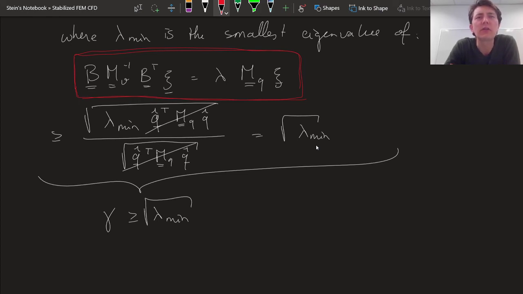Now let's think about this eigenvalue problem for a second. So first of all, that's going to be pretty expensive. The sizes of these matrices are going to be of the order of the number of degrees of freedom for our pressure space. So that's equal to the degrees of freedom for our pressure. And they're not going to be very sparse, I believe. I'd have to look into the details there, but this B times M inverse, I feel like M inverse is not going to be sparse. So probably you're going to have to deal with dense matrices here.